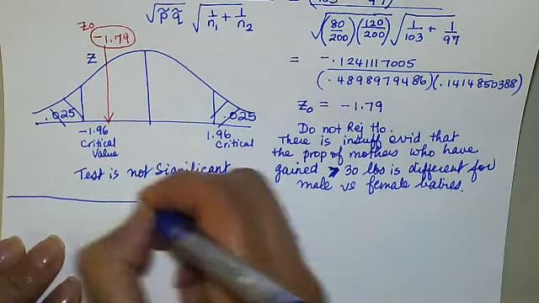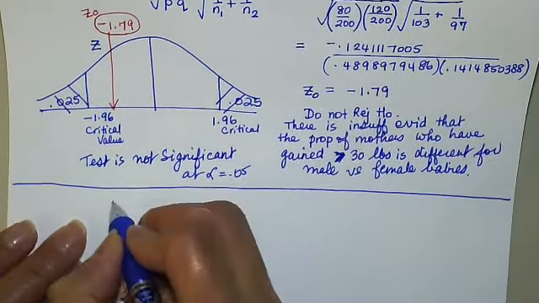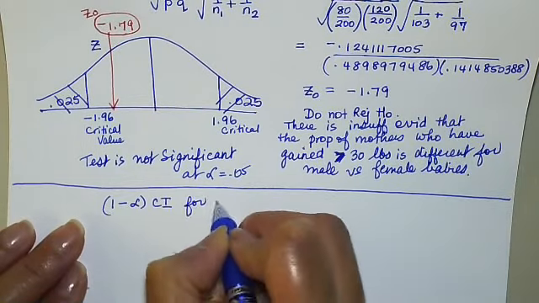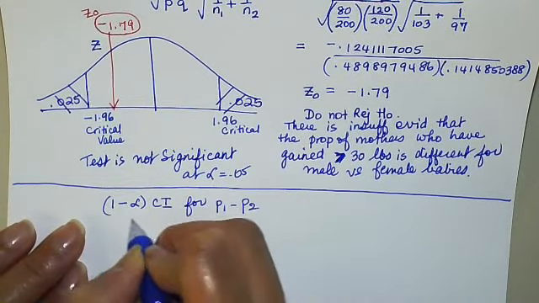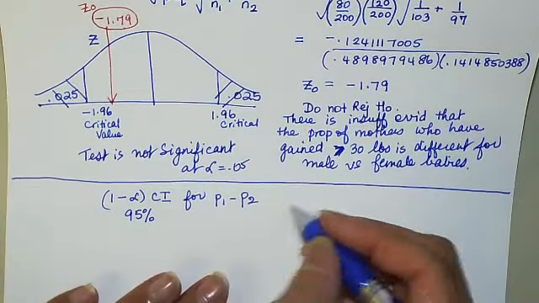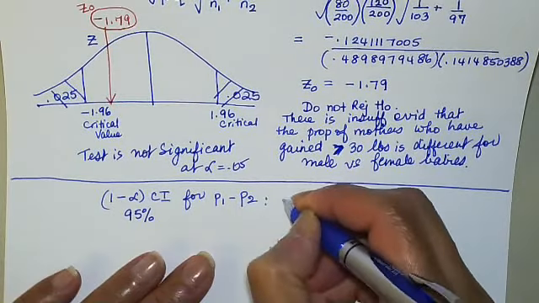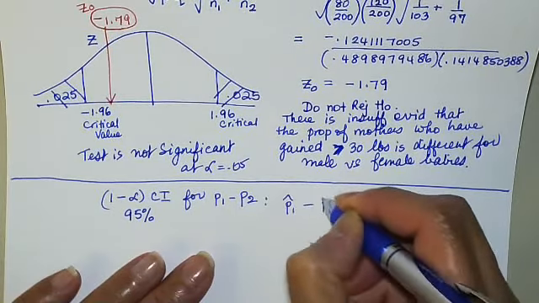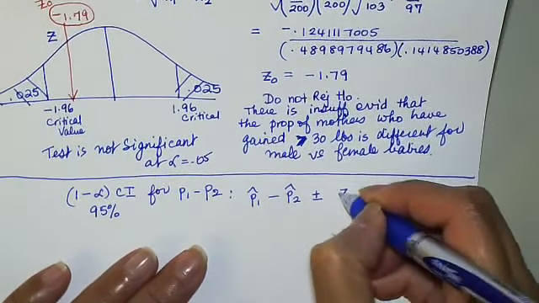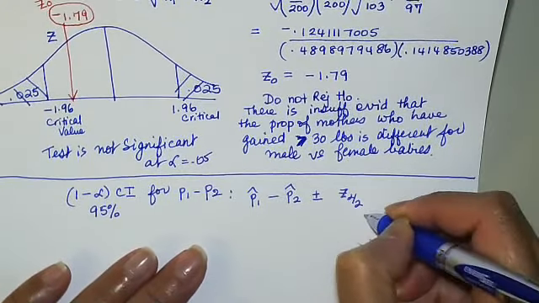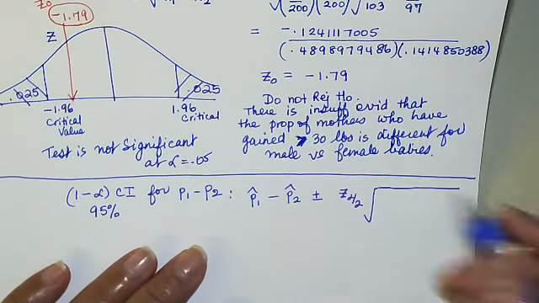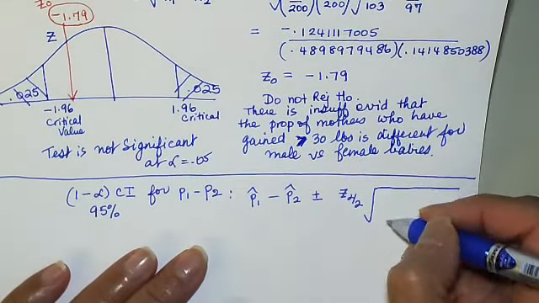Can we find the confidence interval for this one? It's two-sided, so let's do it. We would need the 1 minus alpha CI for P1 minus P2. So that would be the 95% confidence interval for P1 minus P2, which is given by P1 hat minus P2 hat plus or minus Z alpha over 2 radical.